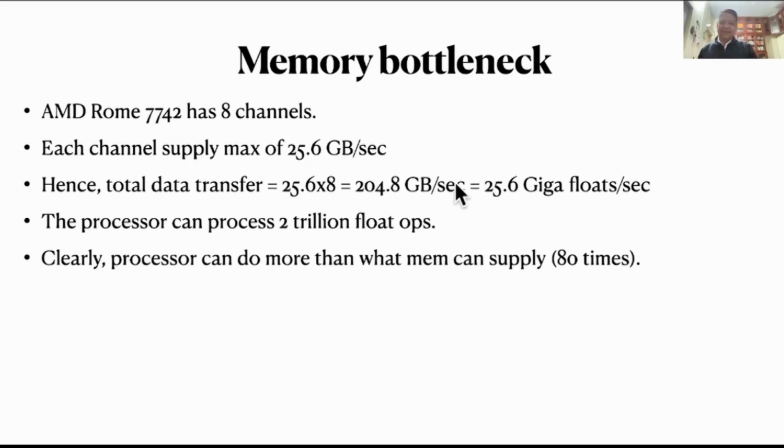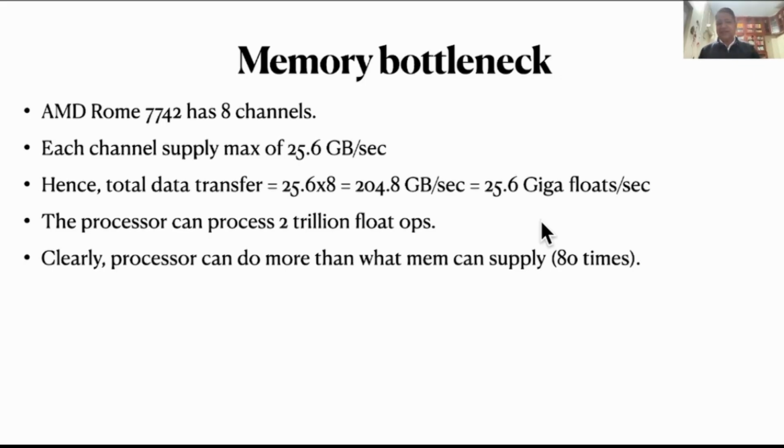Now see whether data can flow at that rate. The memory can supply data only this fast. Of course, from cache it can flow faster. So if data is not there in cache, then we are not going to match this. 2 trillion is 2000 giga, and we are only at 25. So the difference is 80 times. If the data flows from RAM only, we will be short by 80 times.